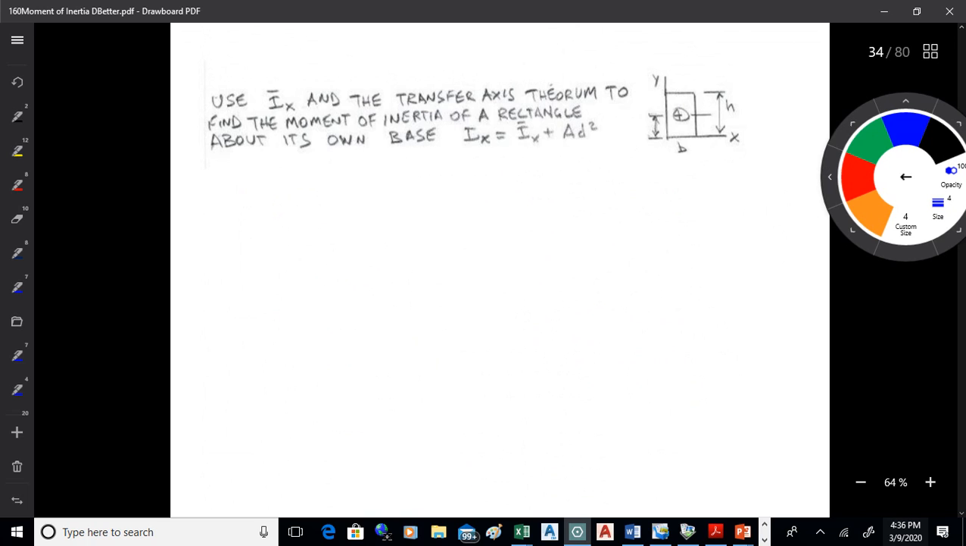All right, let's use the transfer axis term on that page we just went over and go back and find the moment of inertia of a rectangle about its own base. But let's not do it with calculus this time. Let's just use the transfer axis term. So I'm back on page 660.